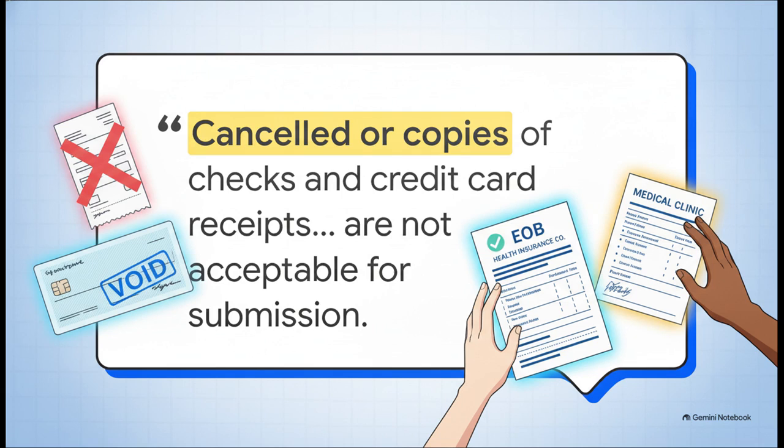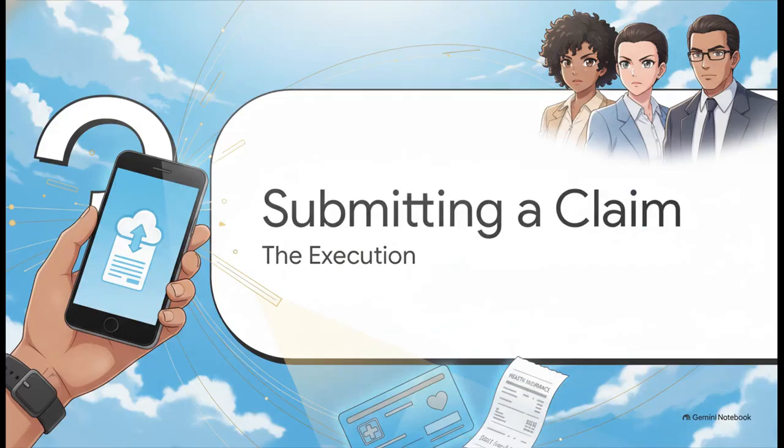To guarantee approval, your absolute best bet is always the explanation of benefits, or EOB, from your insurance company, or an itemized receipt directly from the provider.